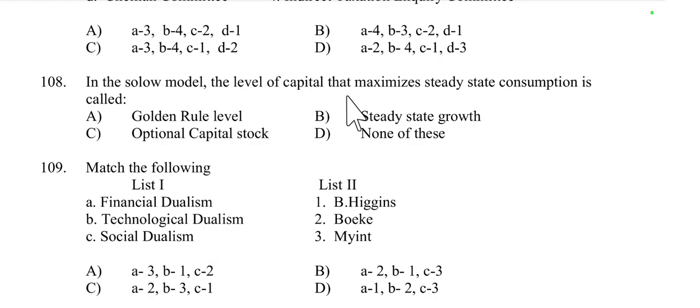In the Solow model, the level of capital that maximizes steady state consumption is called the golden rule level. Yes, this is called the golden rule of capital accumulation. In the Solow model, the golden rule level of capital is the level of capital per worker that maximizes steady state consumption per worker. At this level, the marginal product of capital equals the depreciation rate, leading to the highest possible consumption while still maintaining the capital stock. So it is called the golden rule level.